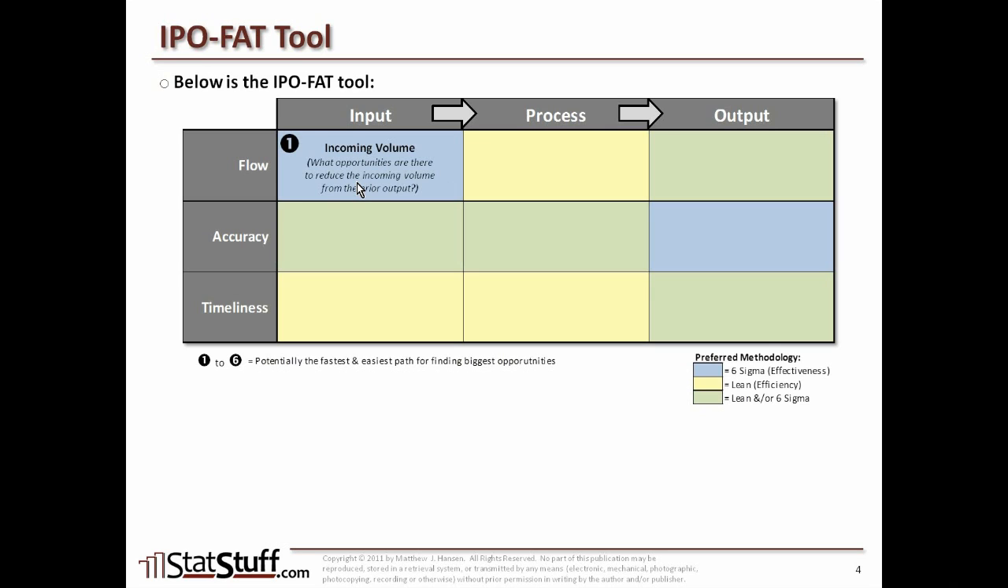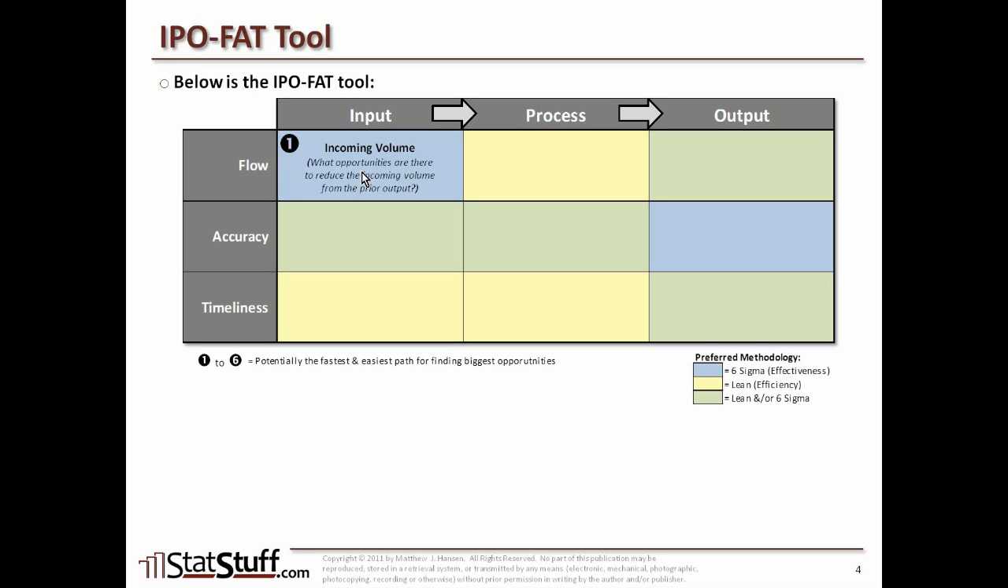So first we start off with this first box, the incoming volume. It's basically asking what are the opportunities of reducing the incoming volume from the prior output. That is, what is an input into this particular process? This input was an output from some other process before it. So what are those things that are coming in that maybe we shouldn't be getting at all? If we can make sure that we're getting only the right stuff flowing into us, and not getting stuff that isn't intended for us, then we'll be doing ourselves a whole lot of good. That way we're ensuring that we're only looking at the things or working on the things that are most critical.